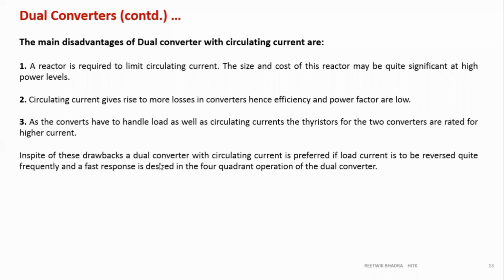And one advantage I told you, which is written over here: fast response is obtained, because both converters are operating at the same time, so there is no delay. Very fast response is obtained over here. So circulating mode is preferred mainly because of this advantage. You can go through this. This can come as short notes for you.